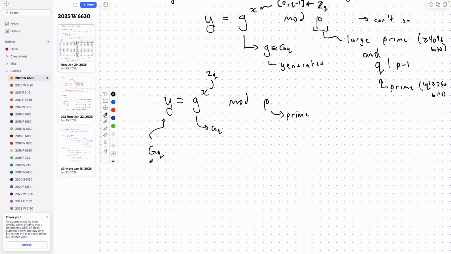So this is from GQ because GQ is closed under multiplication. And the other thing, I didn't write it down here, but I'll just note that the order of GQ equals Q, just if you ever need to know that. That just says that the number of elements in GQ is Q.